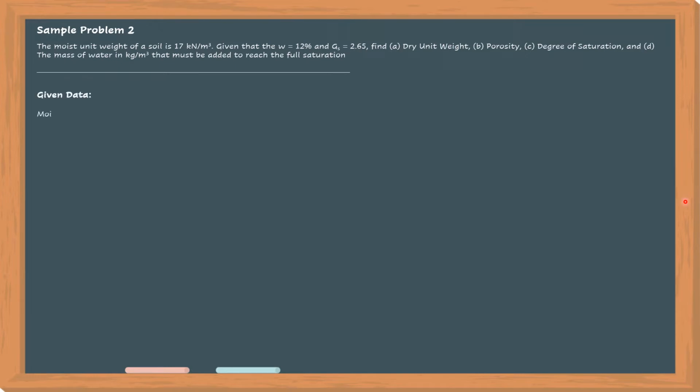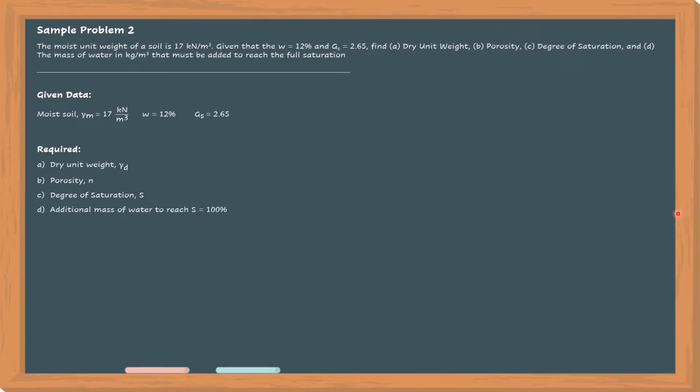So these are the given data. We have a moist soil whose unit weight is equal to 17 kilonewton per cubic meter, a water content of 12%, and the specific gravity of solid is 2.65. So ito lang yung data. Required: A, dry unit weight or gamma sub D; letter B, porosity or N; and then letter C, degree of saturation or S; and then letter D, the additional mass of water to reach a 100% degree of saturation.